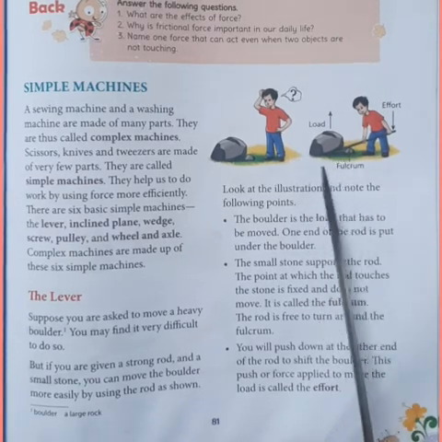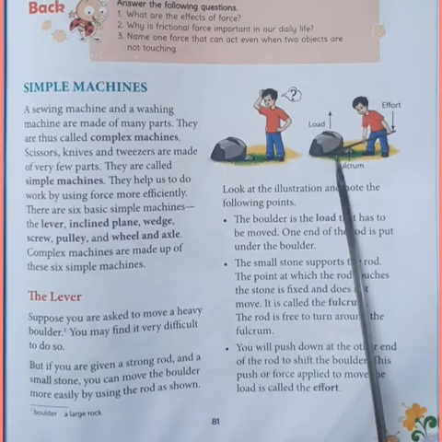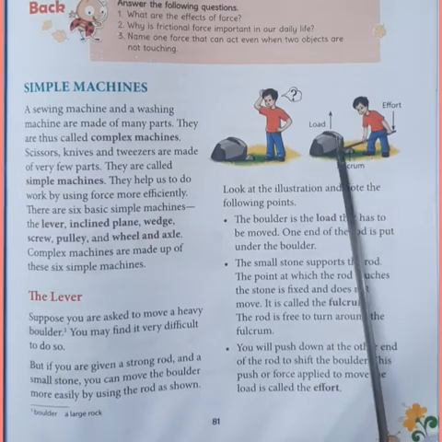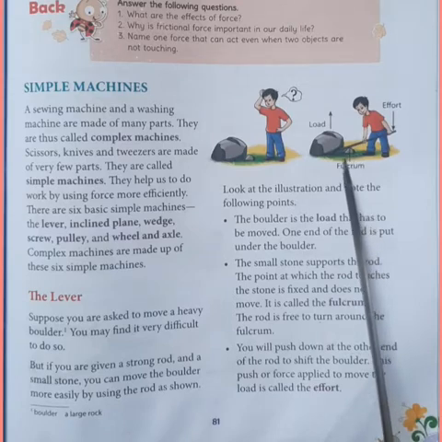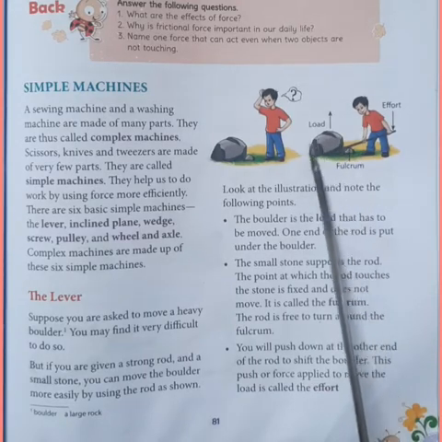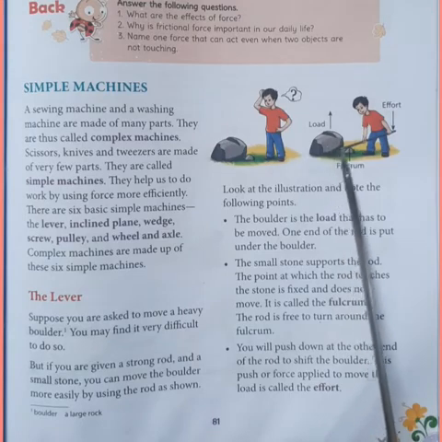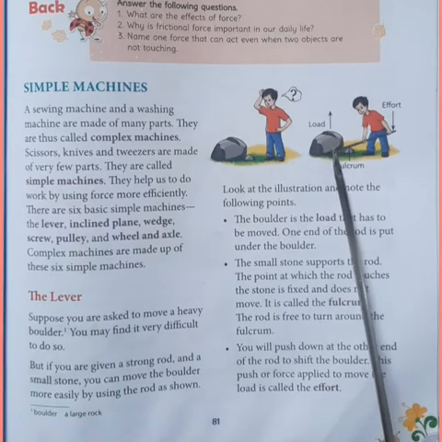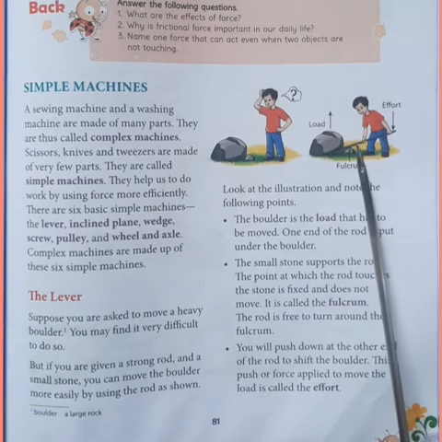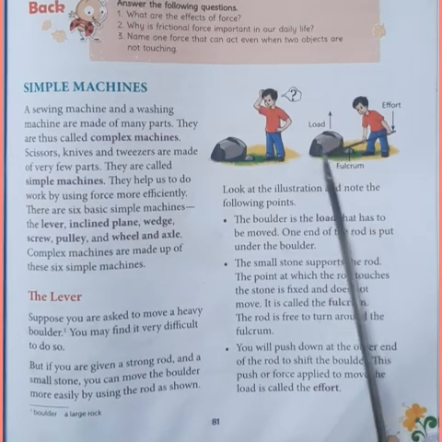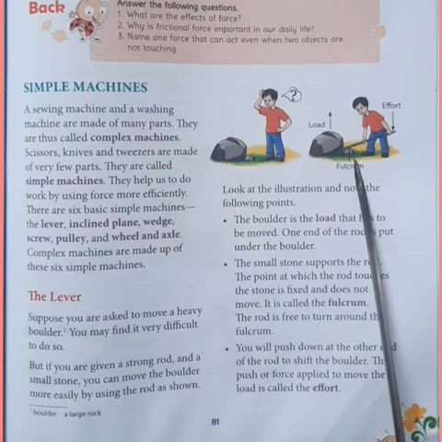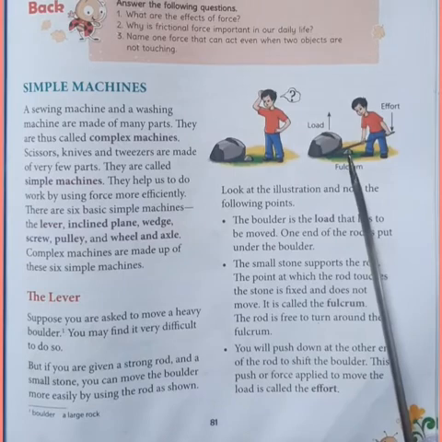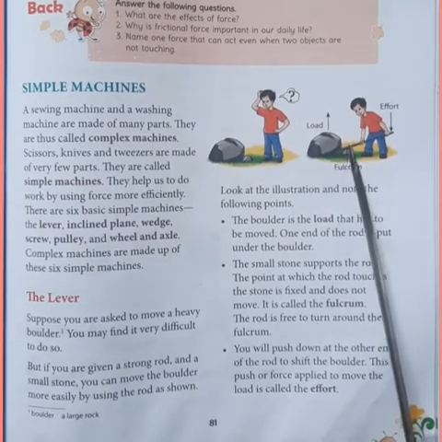So here in this picture, you can see that a boy is trying to push a large rock with the help of a rod and a small stone. Now, we have to consider this large rock to be the load to be moved. One end of the rod is put under this large rock. The small stone supports the rod. The point at which the rod touches the stone is fixed and it will not move.